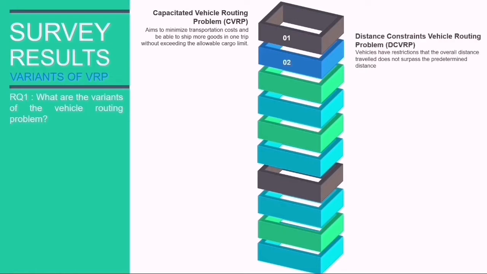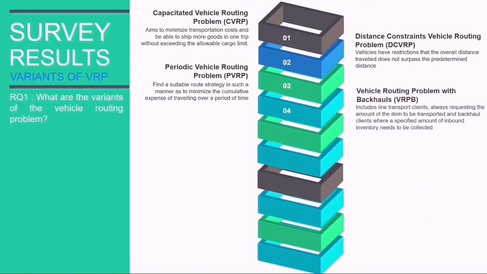Next, distance constrained vehicle routing problem, where the vehicle has a restriction that the overall distance traveled does not surpass the predetermined distance. The other one is periodic vehicle routing problem, which aims to find a suitable route strategy in such a manner as to minimize the cumulative expenses of travelling over a period of time.